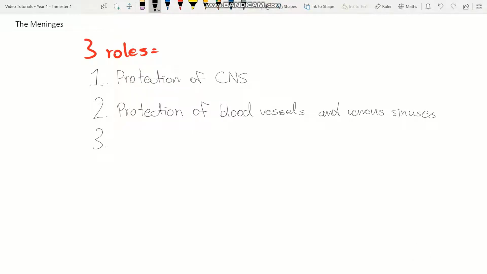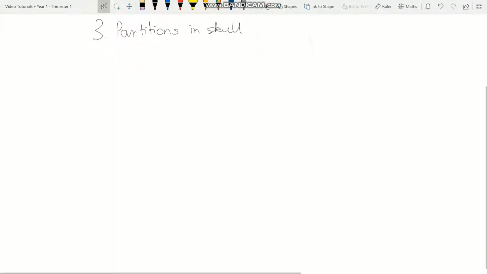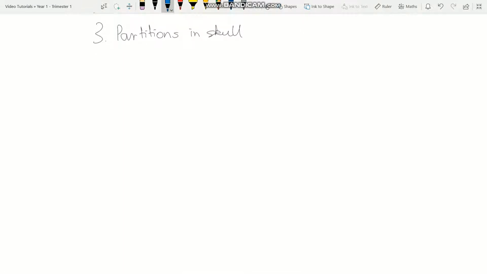The third role of the meninges is that they allow for partitions in the skull. And as we all know, the body is a highly organized machine, essentially, and therefore allowing for partitions allows for specialization and compartmentalization, and therefore ensures that the body is able to work smoothly and effectively. So let's go through all three of these meninges in greater detail.